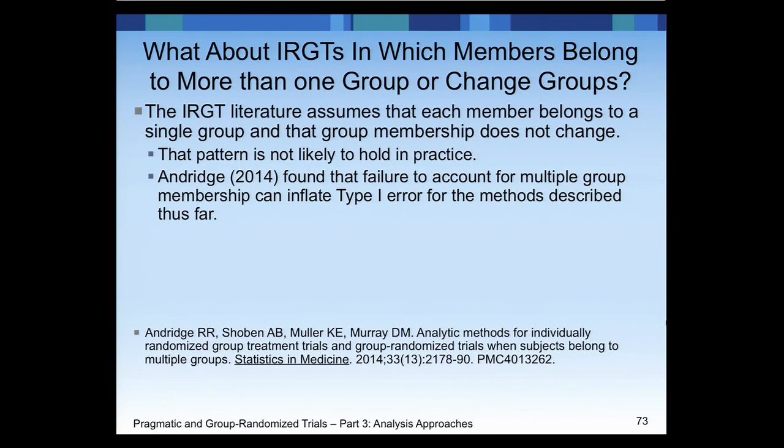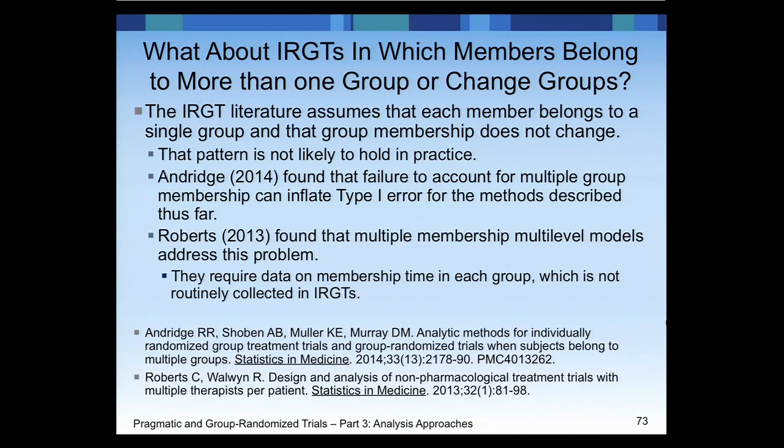And we found in the same paper published in 2014 that failure to account for multiple group membership can result in an inflated type 1 error rate, even if you are accounting for the original group membership. Roberts found a similar pattern and found that multiple membership multi-level models address this problem. They require data on membership time in each group, which is not routinely collected in individually randomized group treatment trials, but hopefully going forward from having been exposed to this material in this course, you'll collect that information and be able to take advantage of it.